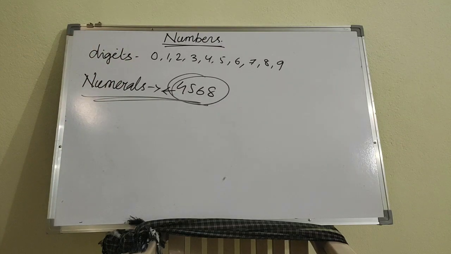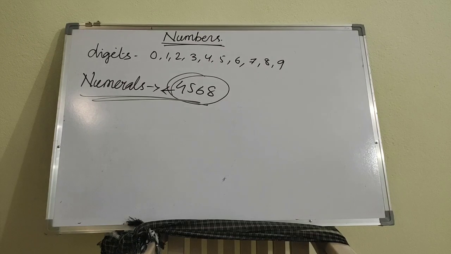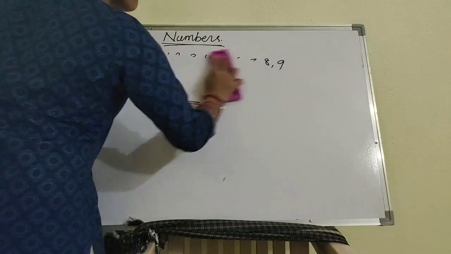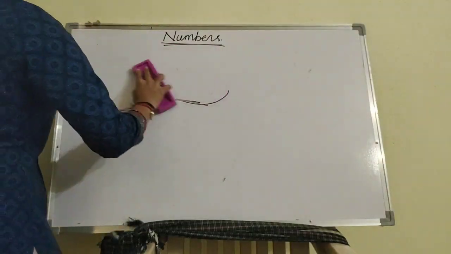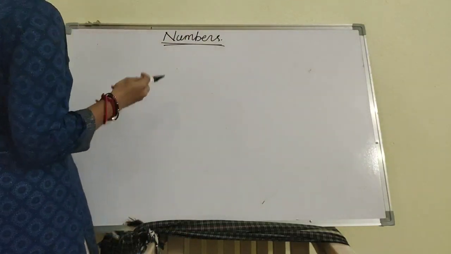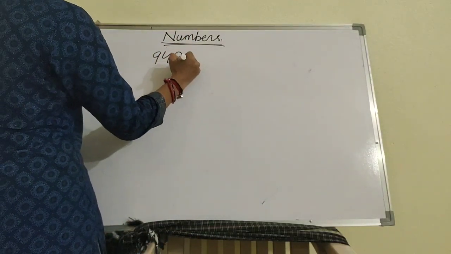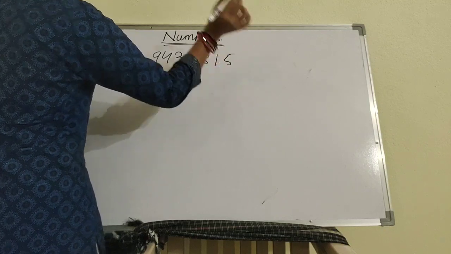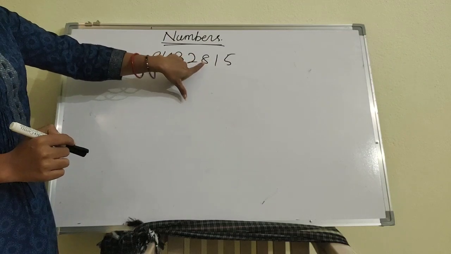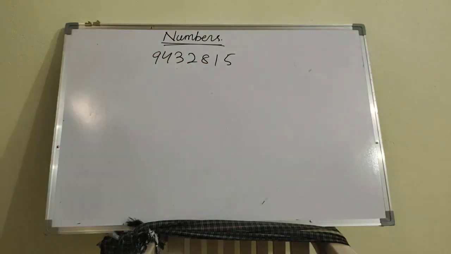Next, let me explain what the place value and the face value are in any number. Let me represent a number and find its place value and face value. Suppose a number is given; this is ones place, this is tens place, this is hundreds place.